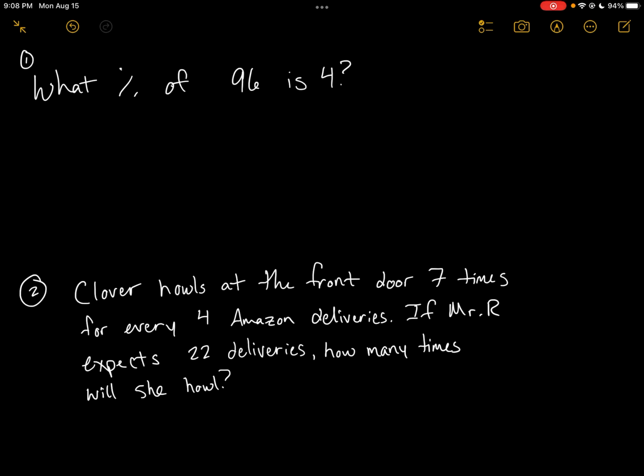We're just going to go over a couple of the similar types of questions you're going to see on the worksheet here. I got Winnie and Clover with me in my lap, so apologies if there's any background noise.